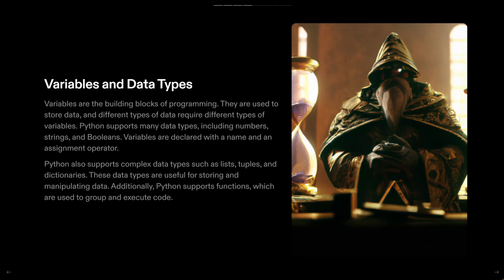Now, on to variables and data types. Variables are the building blocks of programming. They are used to store data, and different types of data require different types of variables. Python supports many data types, including numbers, strings, and booleans. Variables are declared with a name and an assignment operator.